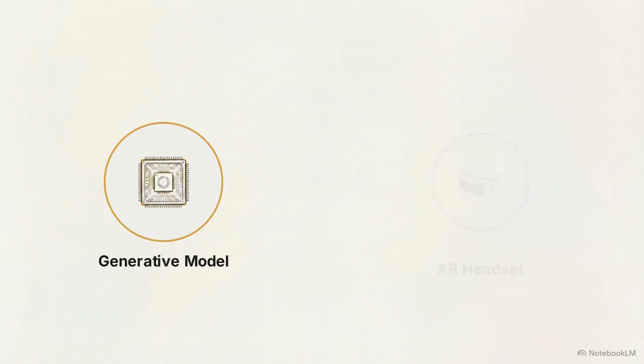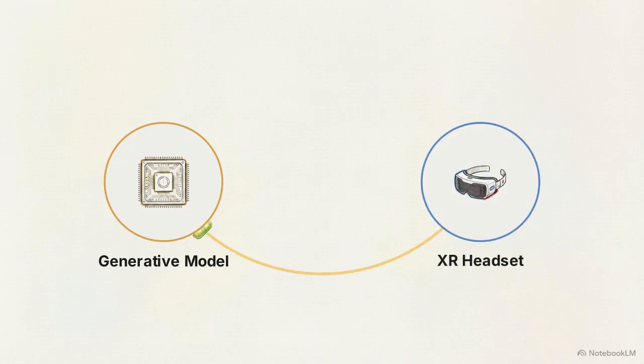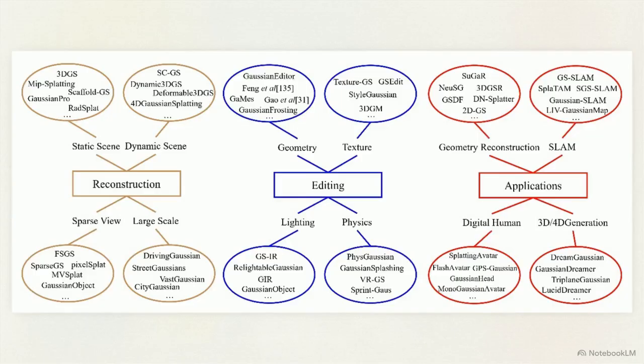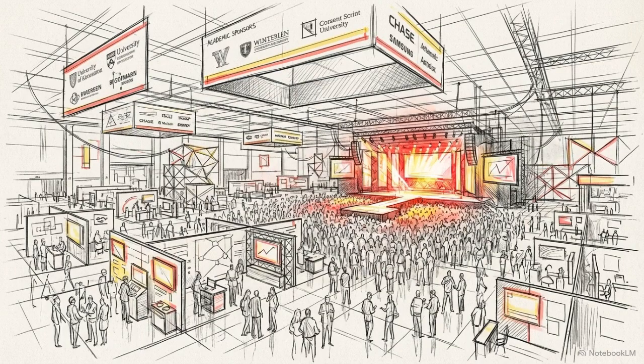By pairing the algorithms that generate the environment with the hardware required to explore it, these companies lock developers and users into a completely sovereign pipeline. This flowchart maps the 3D Gaussian ecosystem. To ensure there is a constant supply of engineers building within this architecture, these corporations standardize their workflows by sponsoring massive academic competitions. The SIGGRAPH Asia 2025 workshop, sponsored by Huawei and Zhejiang University, acts as a global recruiting ground.